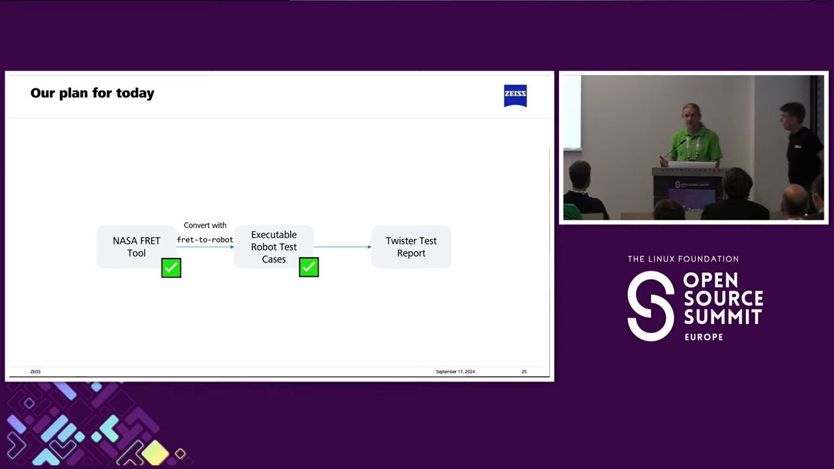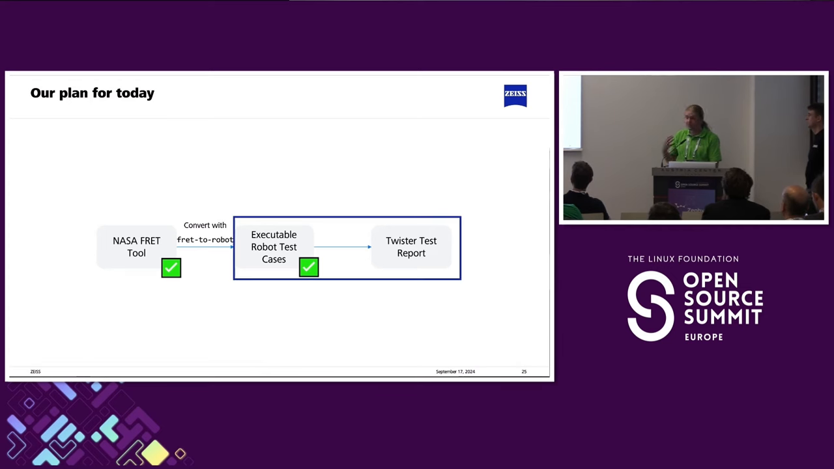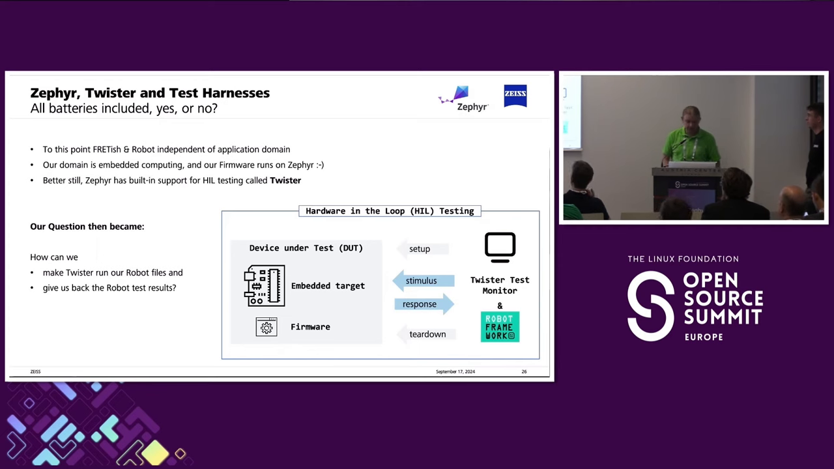All right, so we have now FRET requirements. We have a robot file that we managed to generate automatically from the FRET requirement, but now we want to actually run it. So the next step is, how did we combine the two previously mentioned technologies with the Zephyr Twister framework, which obviously is available already? And this is the general overview of what we're going to talk through now.